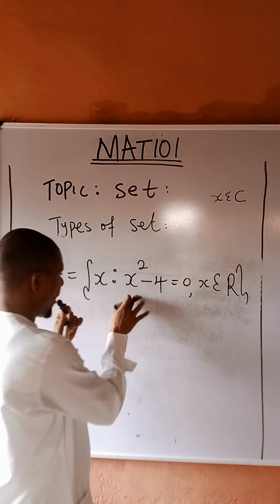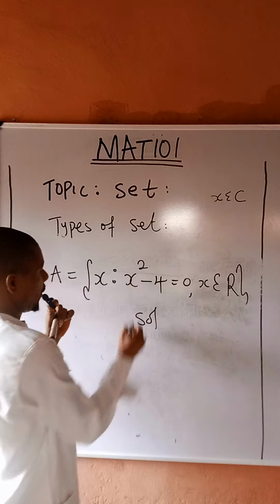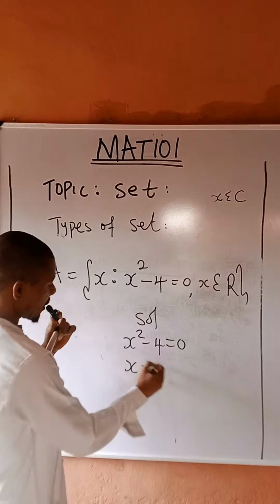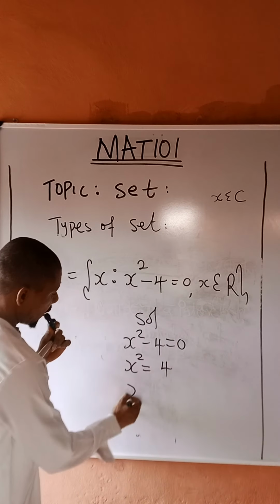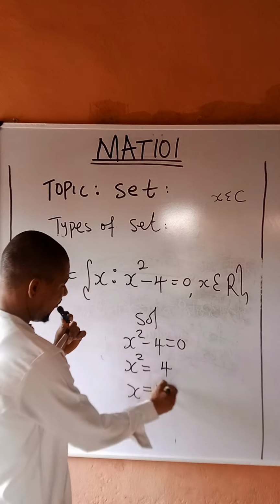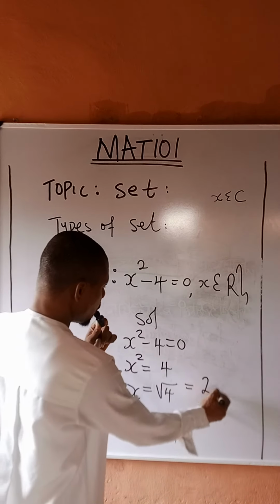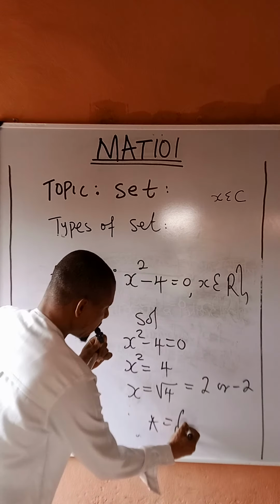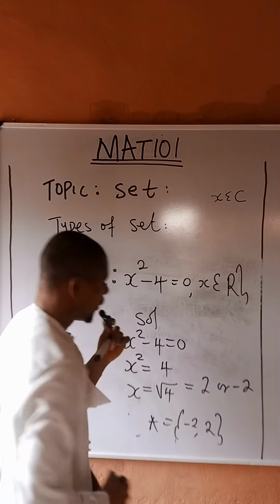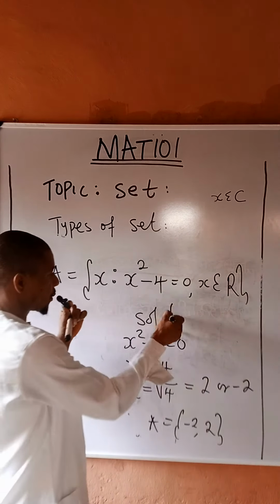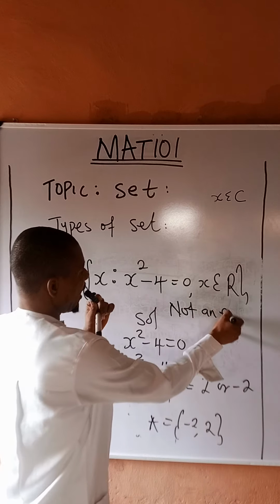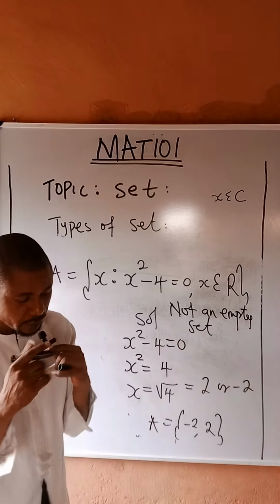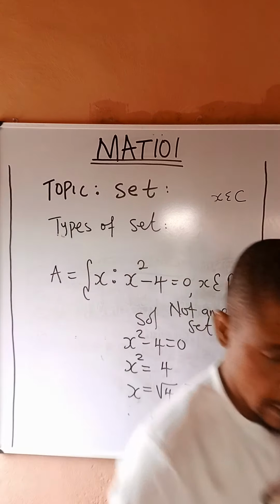It can never be an empty set because if you solve this, you have that x squared minus 4 is equal to 0. Therefore, x squared is equal to 4, and x will give me the square root of 4, which is 2 or minus 2. So it means that the elements of A are minus 2 and 2. So this is not an empty set. We need to be vigilant about this, okay?